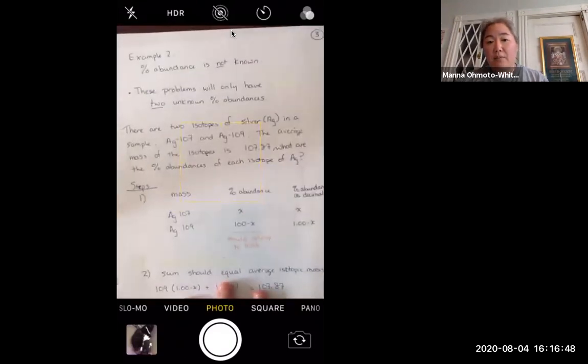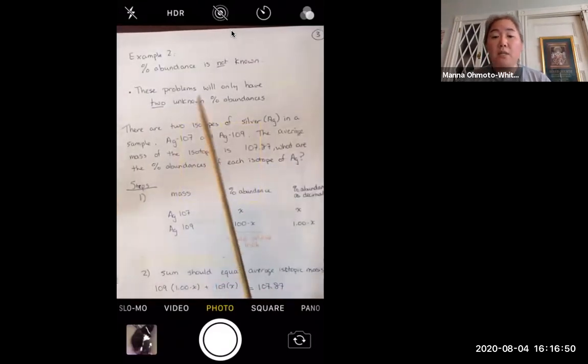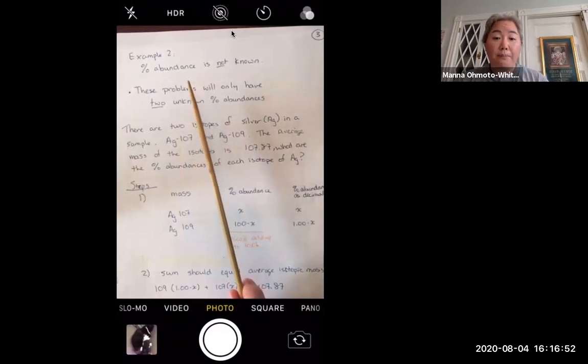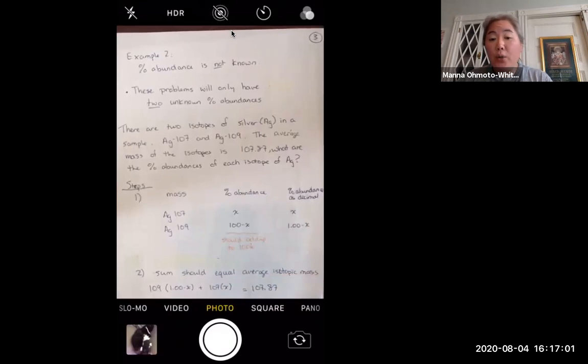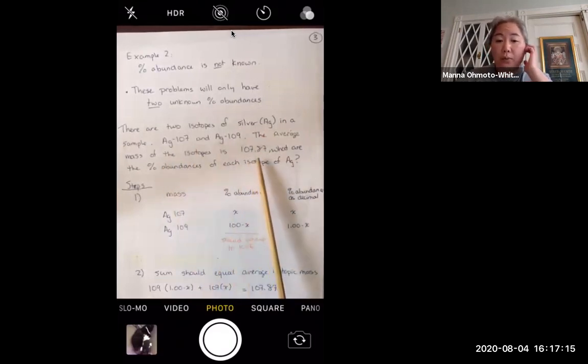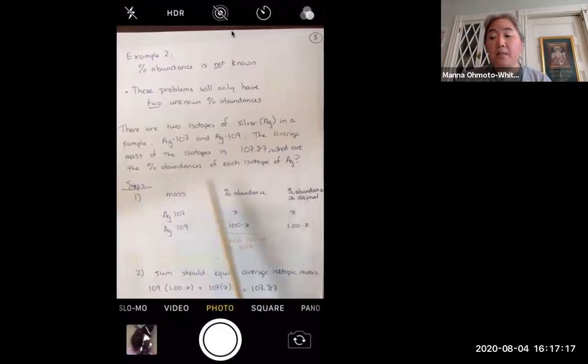The second type of problem is where you don't know what the percent abundances are, and you have to solve for them. The problems that you will encounter will only have 2 unknown percent abundances. The example I give is there are 2 isotopes of silver, Ag, in a sample: Ag with a mass of 107 and Ag with a mass of 109. The average mass of this mixture is 107.87 grams per mole. What are the percent abundances of each isotope of silver?